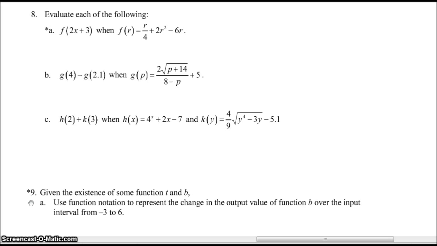We have a function f in terms of an input r, and you can see that the value of the output is determined by this rule, r over 4 plus 2r squared minus 6r. And we would just want to find the value of the output f when the input is 2x plus 3. So we simply replace r with 2x plus 3 everywhere here in the expression.